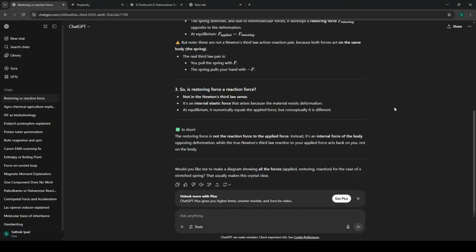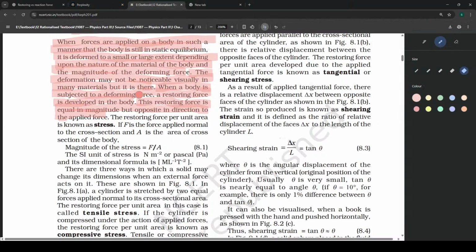It only happens at the time of equilibrium, when there is no movement. When you are pulling a spring, if the reaction force is equal to the applied force, there would be no net force on the spring, so the spring should not stretch, but that is not happening. Clearly, when we apply force, the spring is stretching. What that means is the restoring force is not quite equal to the applied force. But here they clearly mention that the restoring force is equal in magnitude, but opposite in direction to the applied force.